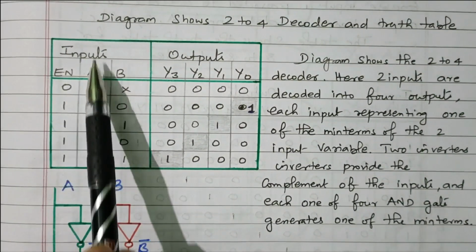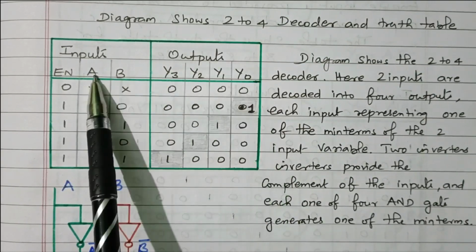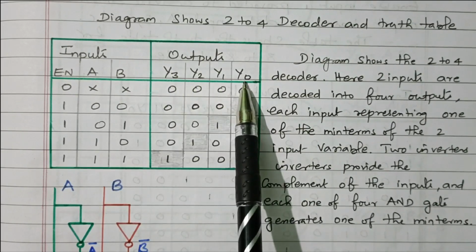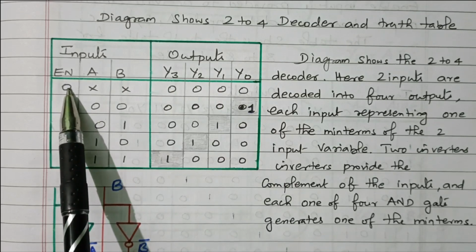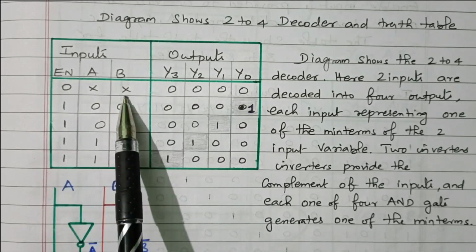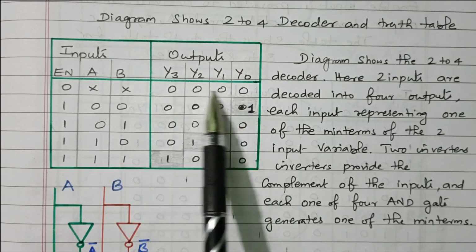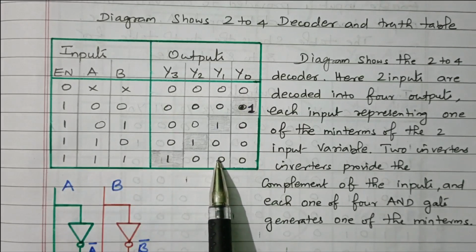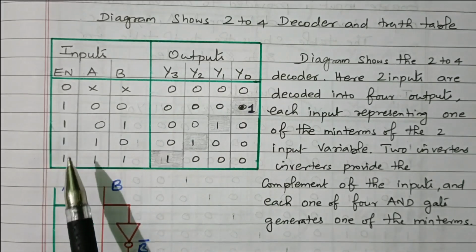So the inputs are A and B, two inputs means 2 digits, and 4 possible outputs Y3, Y2, Y1 and Y0, and one more we have enable. If enable is 0, whatever may be the input, the output is 0. The decoder is disabled. If enable is 1, then only the decoder will produce the output. In order to enable or disable the decoder, we are using the enable input, right?